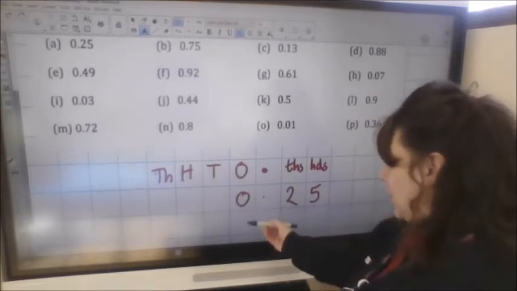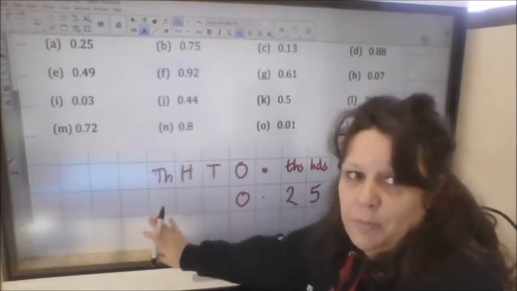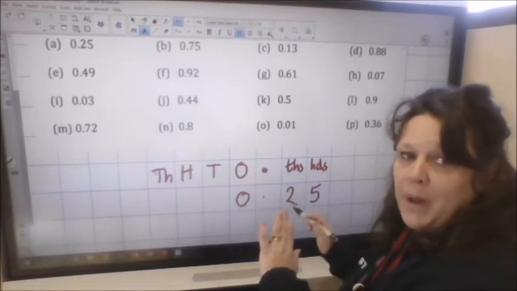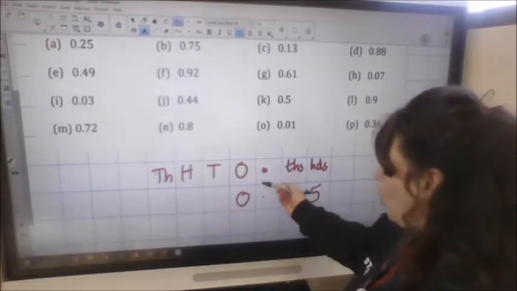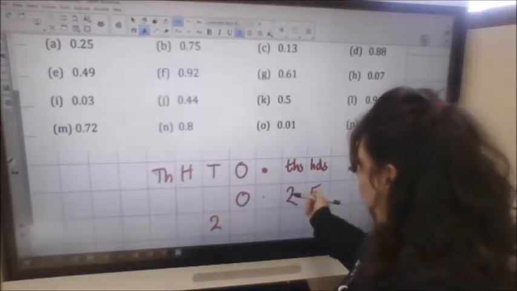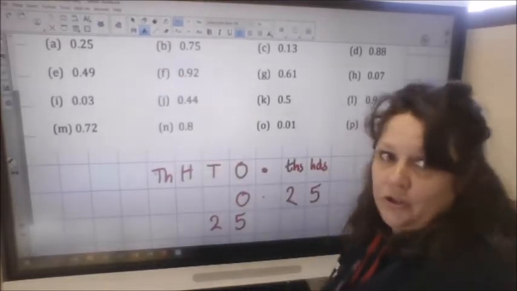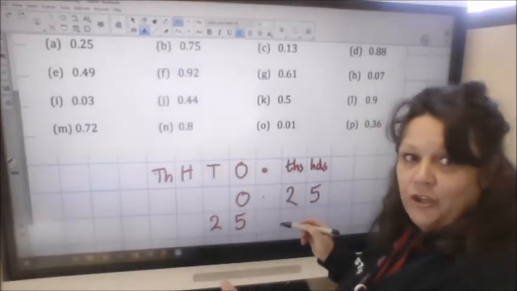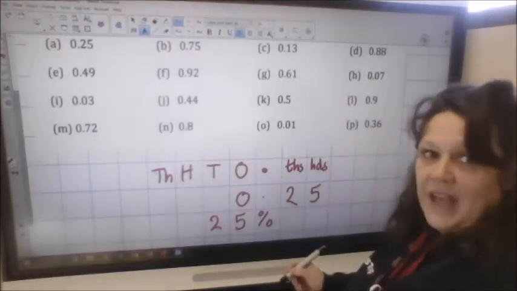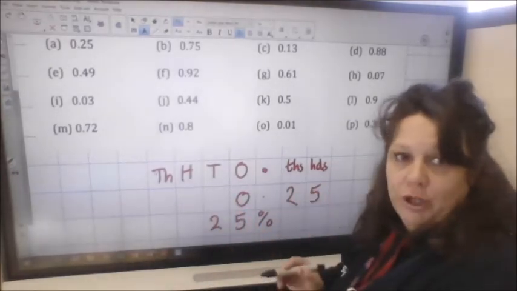So here we go. I'm going to ignore the 0 because I'm not going to need that, because these are going to be coming over this way. So I can ignore my 0. I'm going to move my 2. So 1, 2, it goes there. My 5, 1, 2 is going to go there. So 0.25 converted to a percentage is 25%. I simply multiply them by 100.